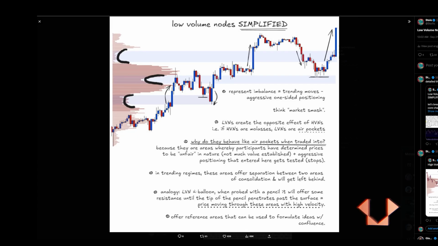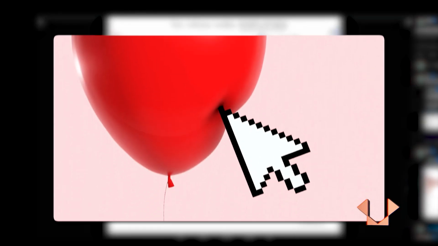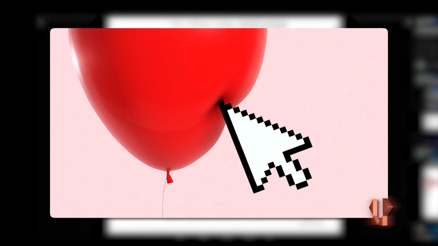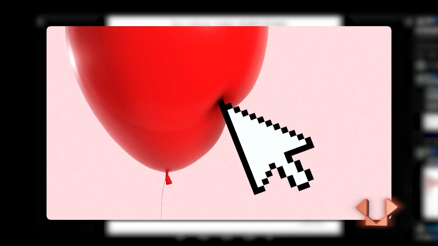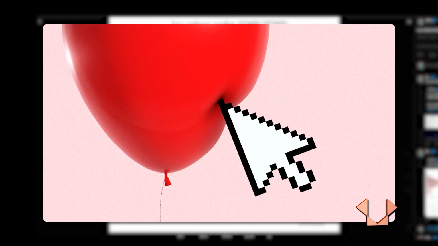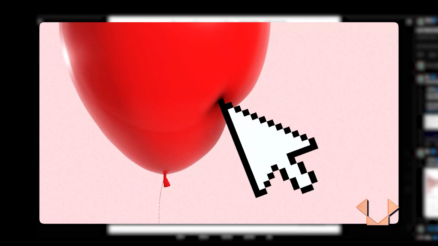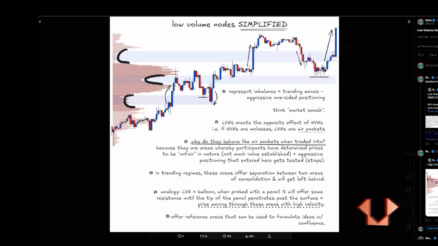An analogy is you can look at these as a balloon. So if you imagine a balloon here, you could see that the first tap provided some form of resistance between these two, or sorry, support between these two areas. And once price moved away and started coming back into it, it basically went through the entire area without any friction. So if you think of a balloon, when you try to poke it with a pencil, it'll offer some resistance, and once you poke through it far enough with the pencil, it'll basically pop the balloon. And that's how you can kind of view these areas.